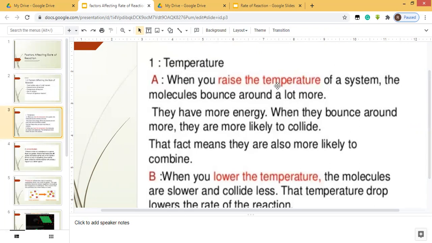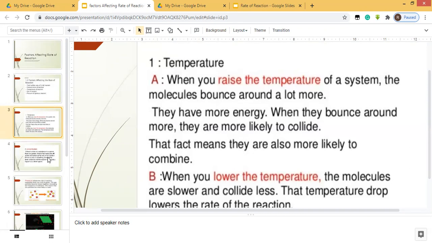Like when you raise the temperature of the system, the molecules bounce around a lot more. They have more energy. When they bounce around more, they are more likely to collide. So that means they are also more likely to combine. And when you lower the temperature, the molecules are slower and they will collide less. That temperature drop lowers the rate of reaction.